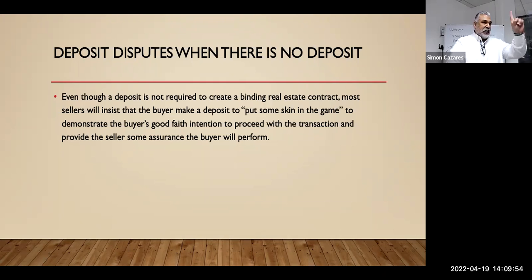Now, can $1 be a valid earnest deposit? The answer is yes. Can a $10 deposit be in good faith? The answer is yes. But it also says that zero money can be a contribution that both the buyer and the seller agree to, and that's perfectly fine. But here's the flip side to that, okay?